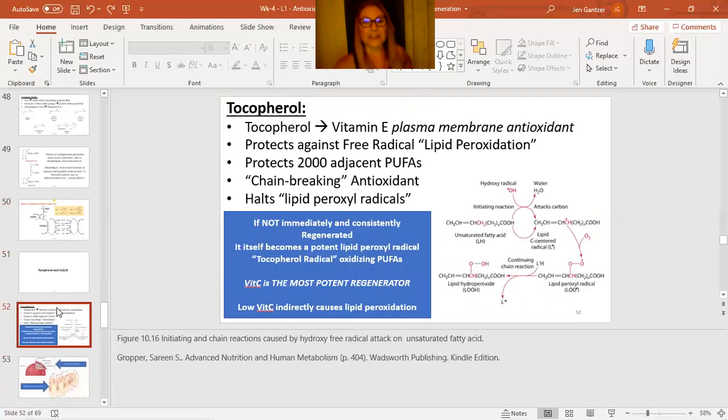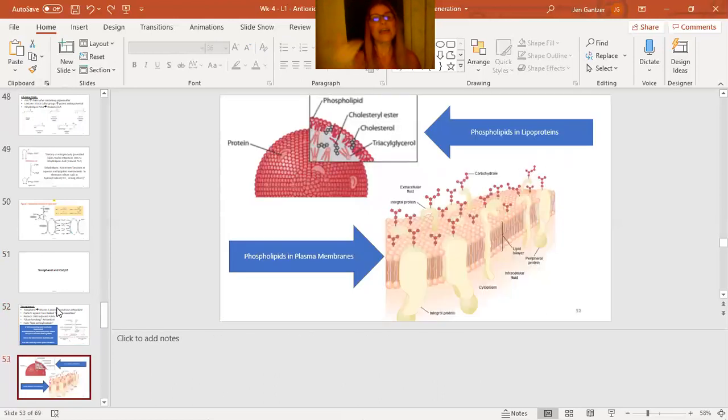All right, so tocopherol, vitamin E, it is one of the most important plasma membrane antioxidants. Let's think about why. Why? Vitamin E is fat soluble. And if we look at a phospholipid, it's going to nudge itself into the plasma membrane and float along next to all of the fatty acids that are part of the phospholipid structure.